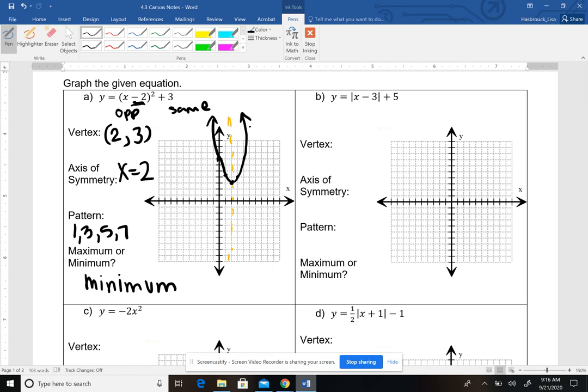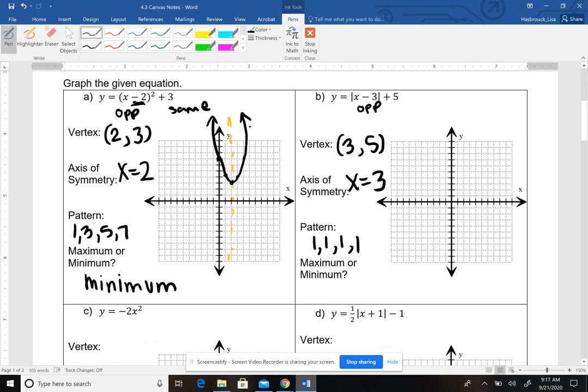Now, part B is absolute value. So instead of a U, this time we have a V. Still a similar process. The vertex is the same concept. So we use the opposite for x, which means we're going to use a positive 3. Use the same for y, so it's a positive 5. Recall our axis of symmetry for all these graphs is x equals whatever our x value of the vertex is. So it will be x equals 3 for this one. Our pattern, since it's an absolute value graph and there's no number in front, is going to be the 1, 1, 1, 1.